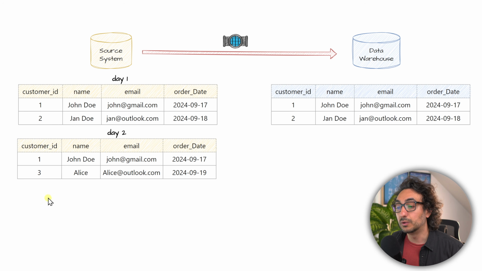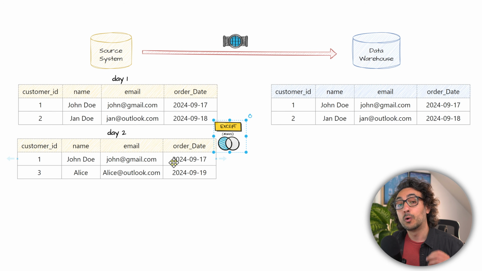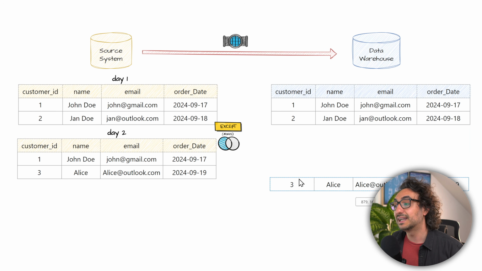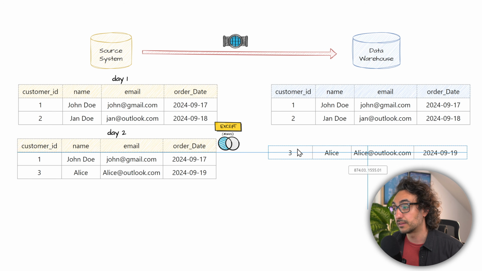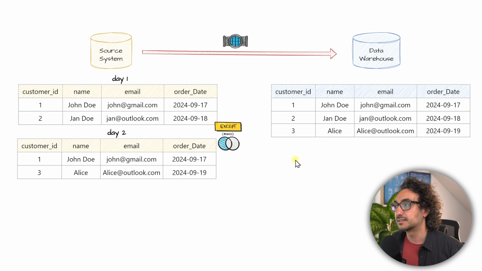So now in order to load only the new data, we don't need to load again the customer number 1. What we can do is an except between the day number 2 with the previous load with the day number 1. So now if we simply do an except between those two sets, we're gonna go and identify the new data that is existing in the source system, which is only the record number 3. So now what's gonna happen if we do except between day 2 and day 1, we will get one record, the new record that we're gonna go and insert inside our data warehouse.